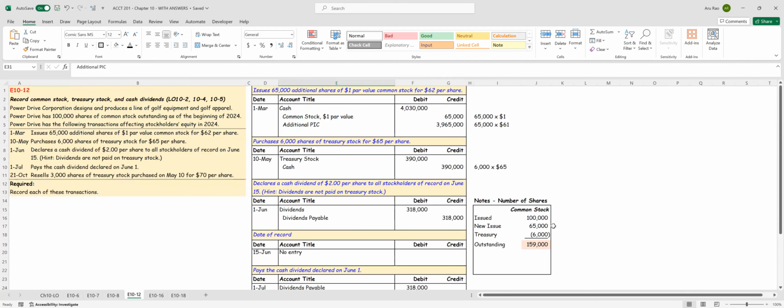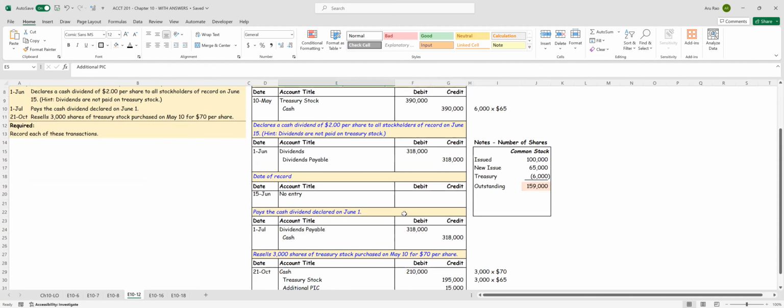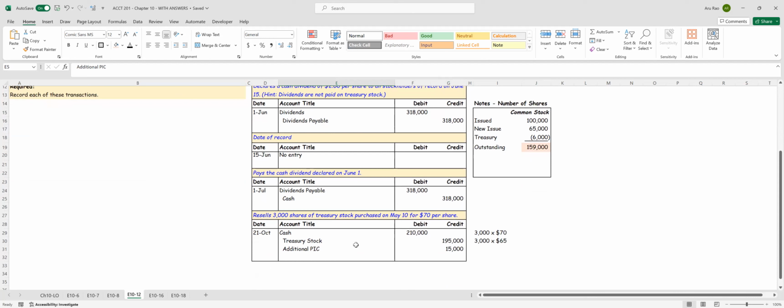So again, in this exercise, a couple things to keep in mind. Dividends are paid only on the outstanding shares. Anytime you sell shares above par value, you credit additional paid in capital. When you resell your treasury stock, compare it to what you bought it at, and that's the additional paid in capital.